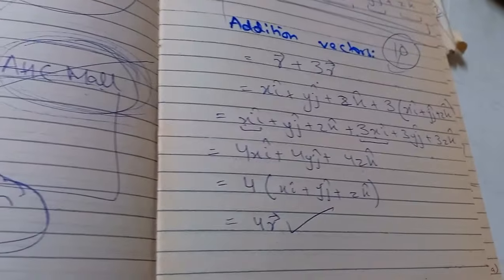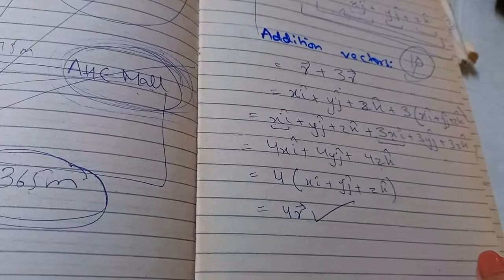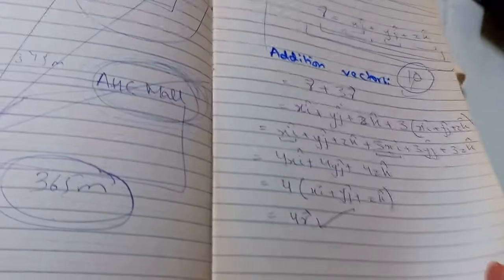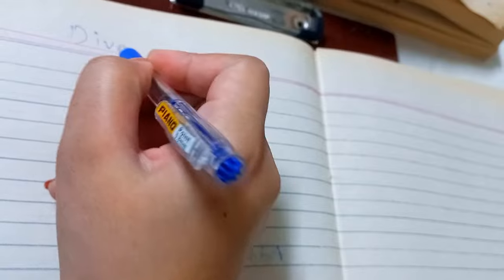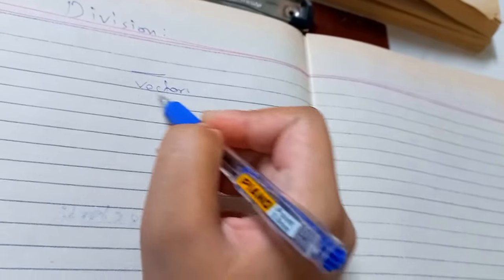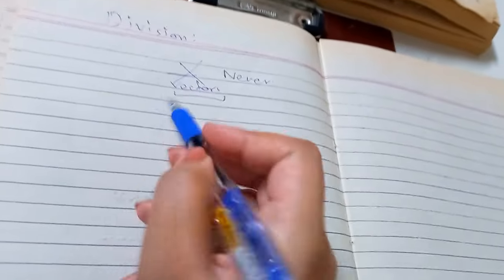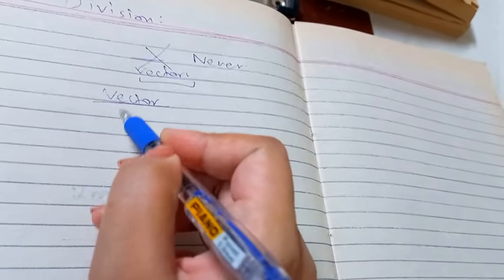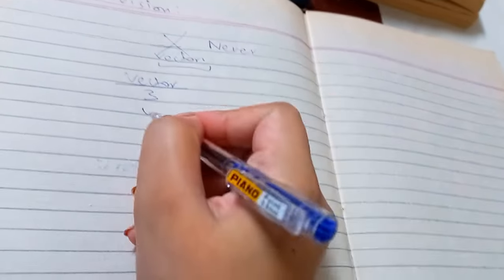Now let's talk about multiplication and division. What is allowed with vectors, and what's not allowed with vectors. First of all, let me talk about division. You can't divide a number by a vector. There can't be a vector in the denominator, never. You can divide a vector by a scalar, for example quantity 3, 4, 5, 6, a number or a scalar quantity.